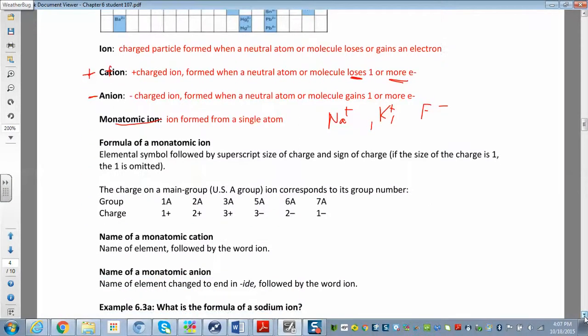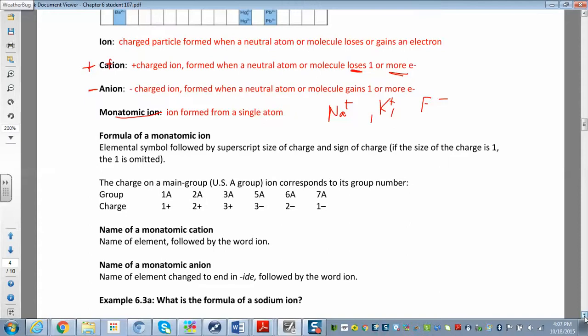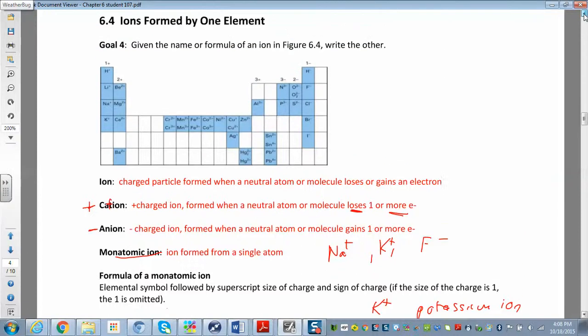So the formula of a monatomic ion is just going to look like this. So it's K+. That's the potassium ion. F minus, that's called the fluoride ion. And if you remember, we need to know these charges. Remember how we looked at these charges earlier on in chapter 12, maybe.